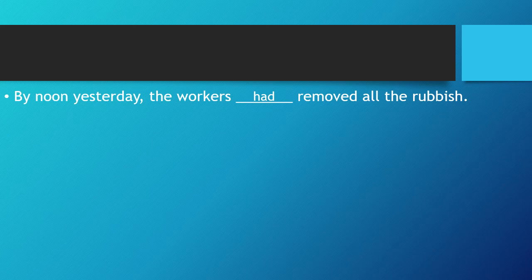because the action that is shown in this sentence has already taken place.